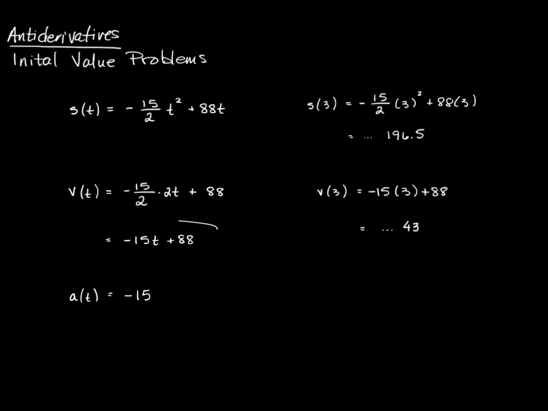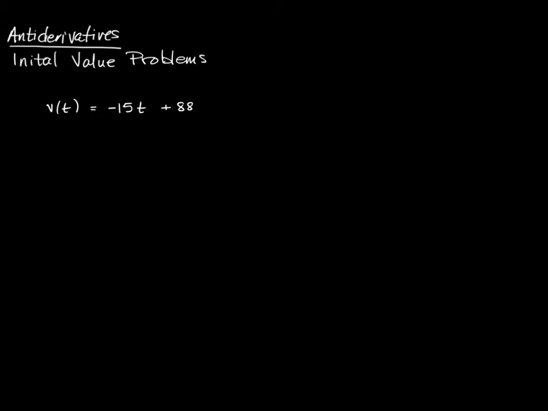Let's go ahead and start with this velocity function and see if we can find the position function from it. If the velocity function is just the derivative of the position function, then we should be able to find the position function, s of t, by integrating the velocity function. Here, since I'm anti-differentiating with respect to the variable t, I'm going to write dt, not dx. Because we actually know the function, I can write the integral of negative 15t plus 88 dt.